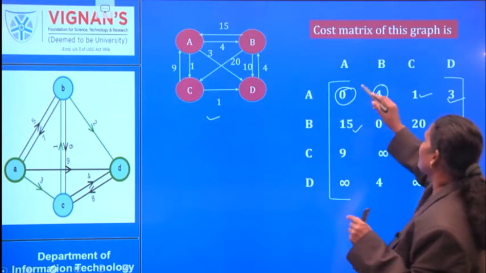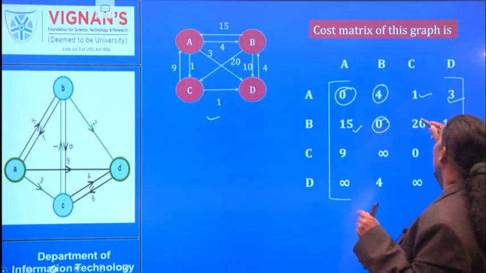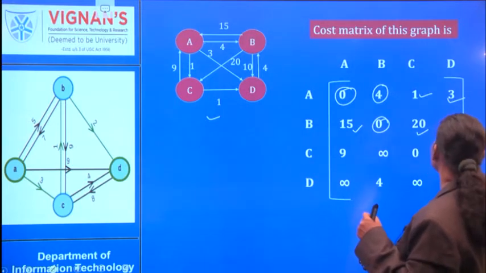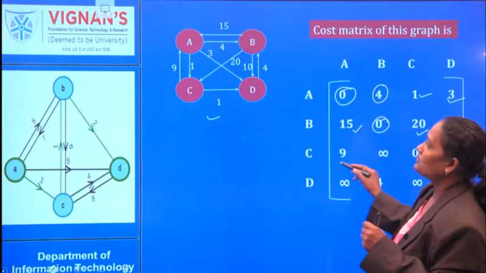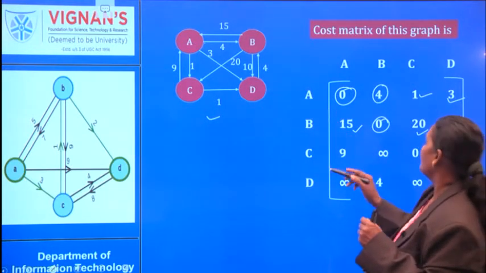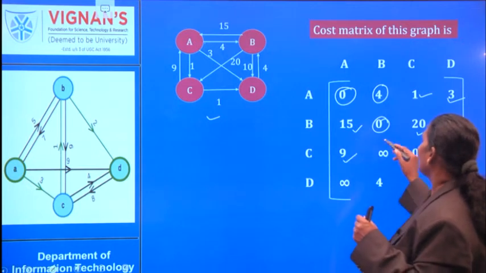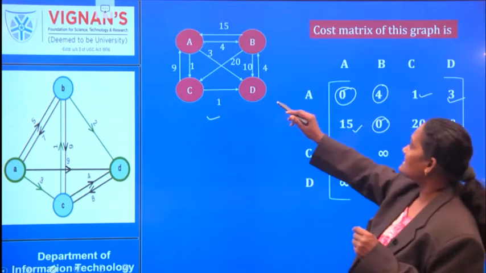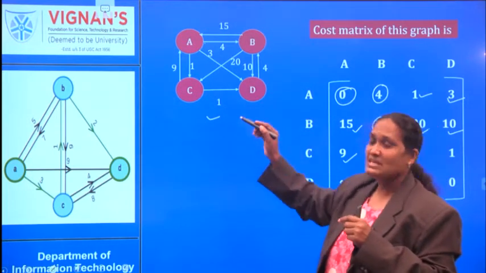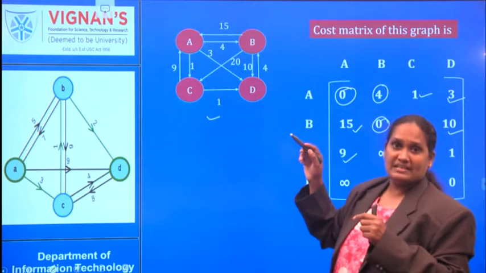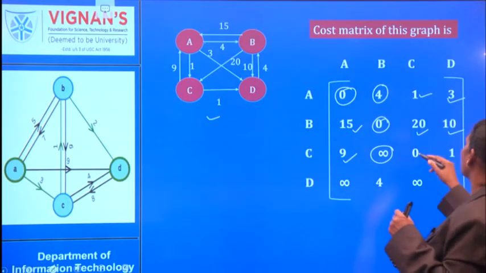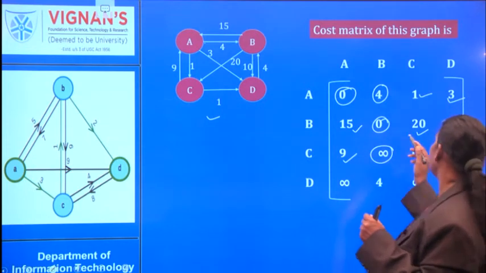Now cost of traveling from B to B is 0 and cost of B to C is 20. Cost of B to D is 10. Now in the same way, C to A: there is an edge between C and A, and the weight of that edge is 9. Cost of C to B: since there is no direct path from C to B, we can represent its cost as infinite.